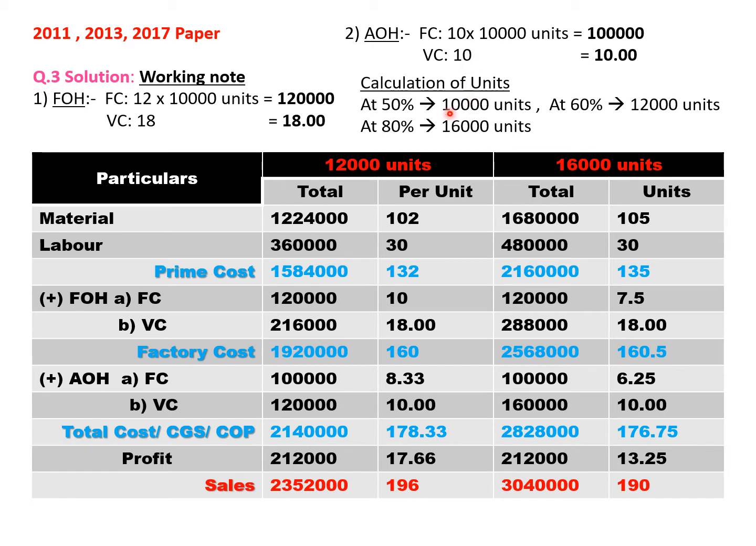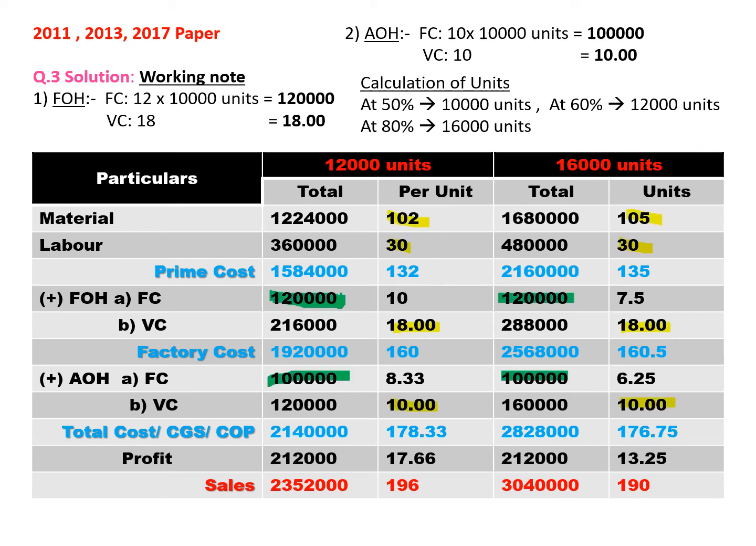Now calculation of units. At 50%, it's 10,000. This is the information given in the question. For 60%, how much? For 80%, how much? At 60%, it's 12,000. At 80%, it's 16,000. Apply the simple equation and you get the answer of 12,000 and 16,000 units.